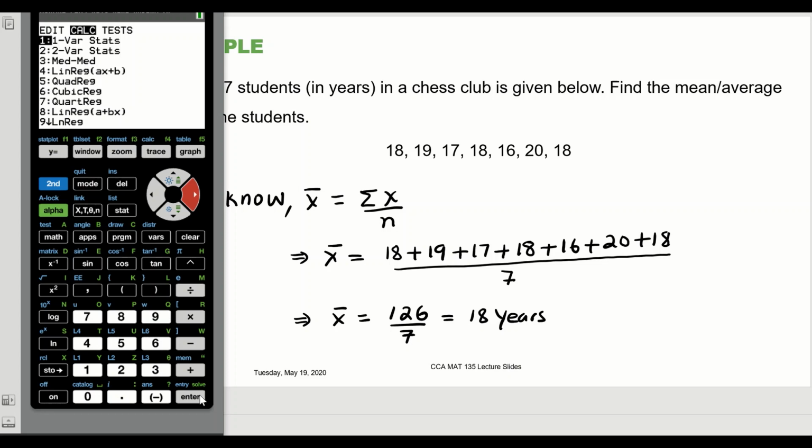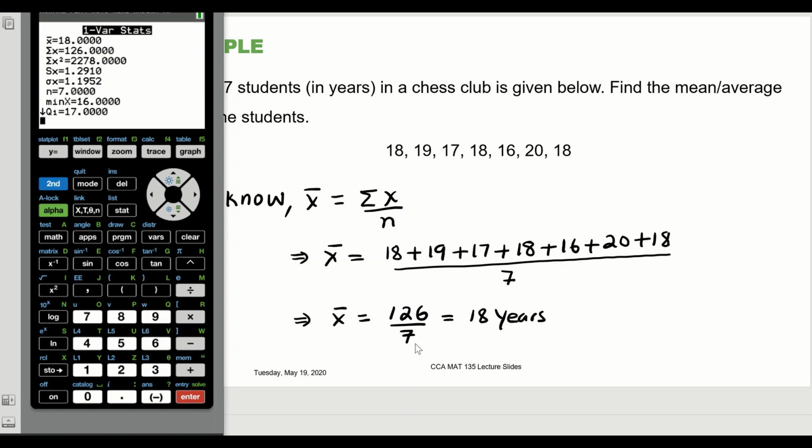Just hit enter, which is one-variable stats. Your data is in list 1, which is good. If it is something else, this must be list 1. Then you go all the way down here and press Calculate or hit enter. Then you'll see the mean is 18, which we obtained here. The sum of all observations is 126, that's what we got, and your n, the number of observations, is 7.